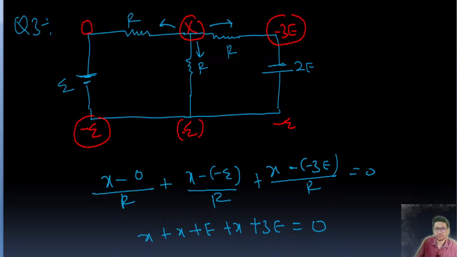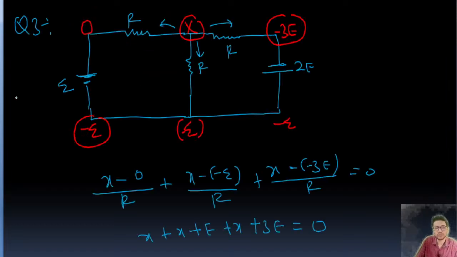So from here, value is going to be 3x plus 4e equal to 0. So from your value, x equals 4e upon 3, right? Now we can easily find out the value of I1, I2, I3 if you wanted to find.